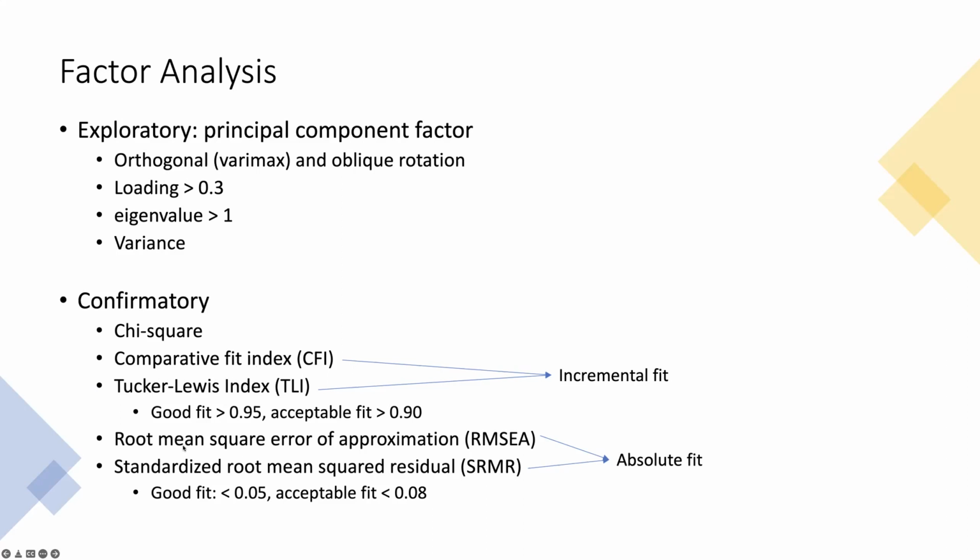And there are two indices that measure the absolute fit, which are the root mean square error of approximation and the standardized root mean squared residual. If they're less than 0.05, then it's a good fit. And if they're less than 0.08, then it's an acceptable fit. So basically, when you run confirmatory analysis, you'll get these automatically from your output.